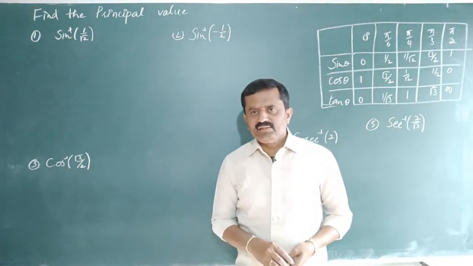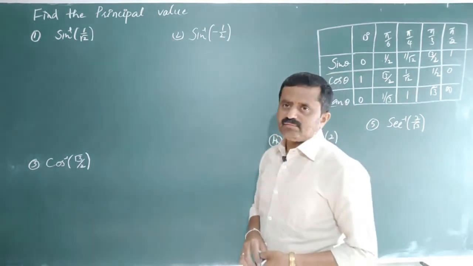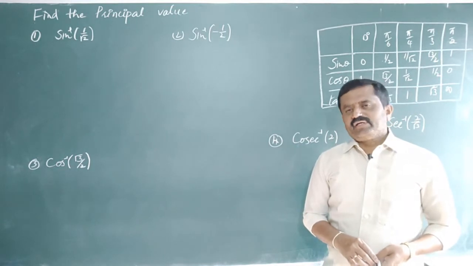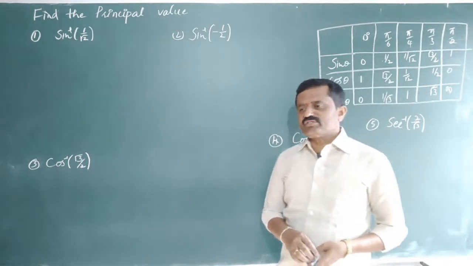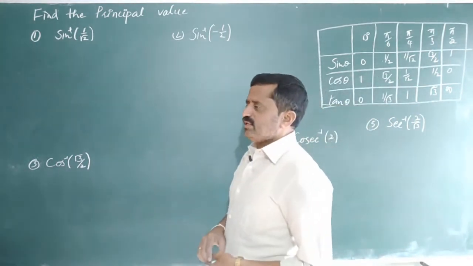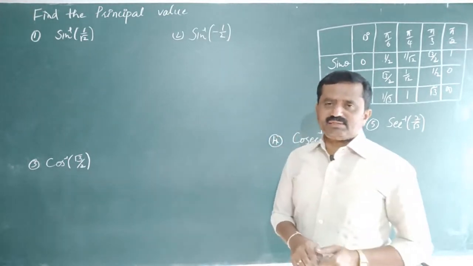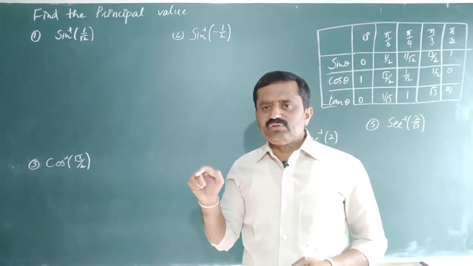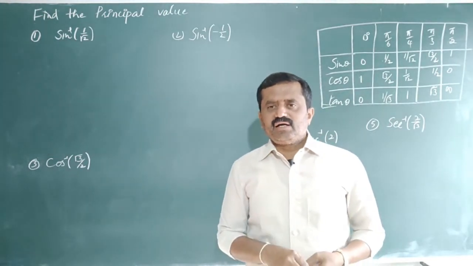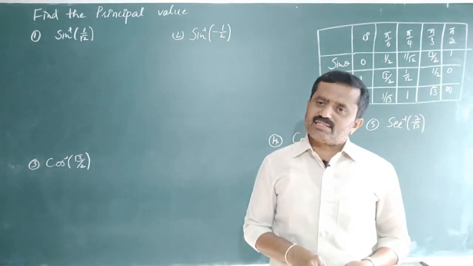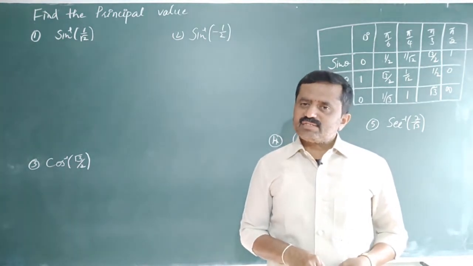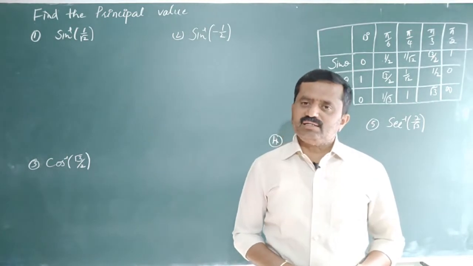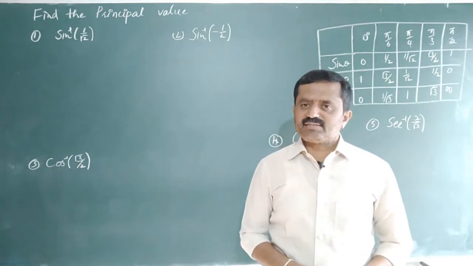So today let us find the principal values of some inverse trigonometric functions. Here you should remember that sin inverse of sin x is equal to x, cos inverse of cos x is equal to x, tan inverse of tan x is equal to x. Similar properties I have taught in the previous class.